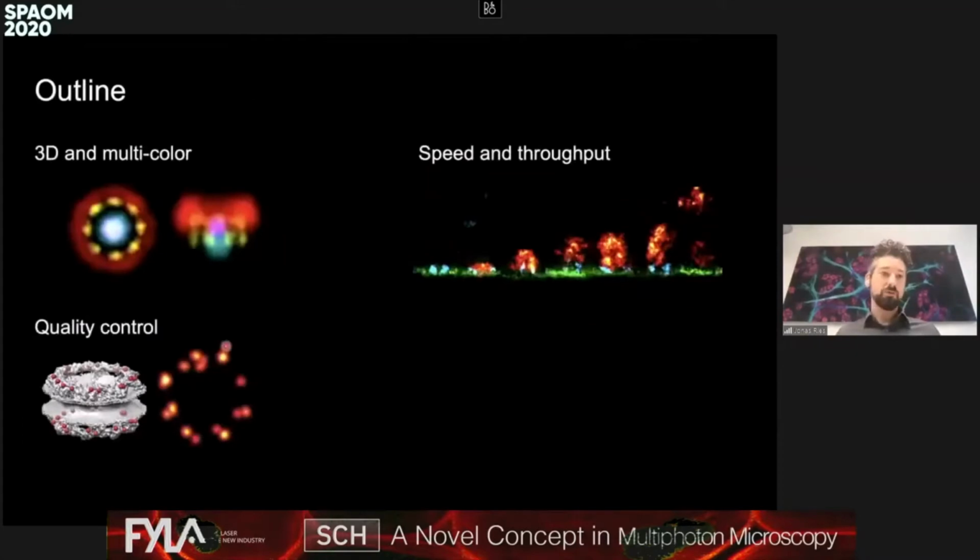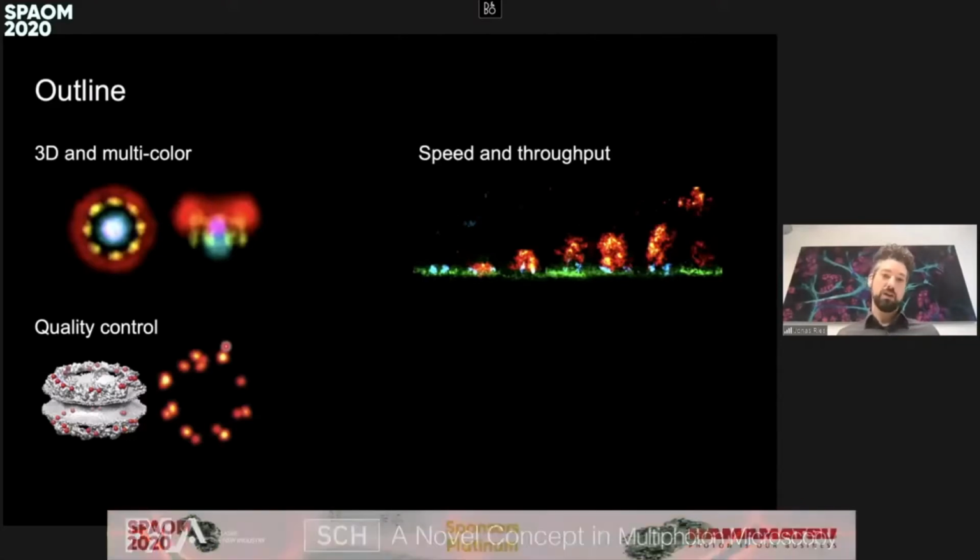Today I want to very briefly start with showing you how we do 3D and multicolor single molecule localization microscopy, and then move on to a topic that is quite close to my heart, and this is how we can do quality control in single molecule localization microscopy. And then in the second part of this talk, I will tell you about our efforts in my group to increase the speed and the throughput in single molecule localization microscopy.